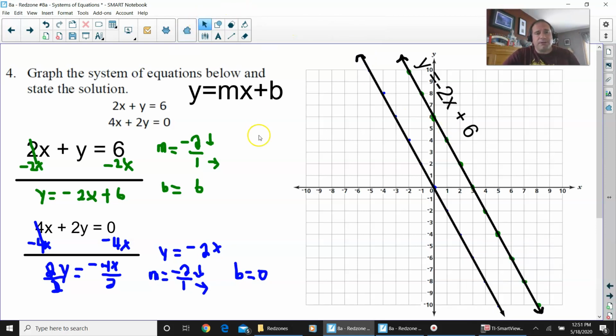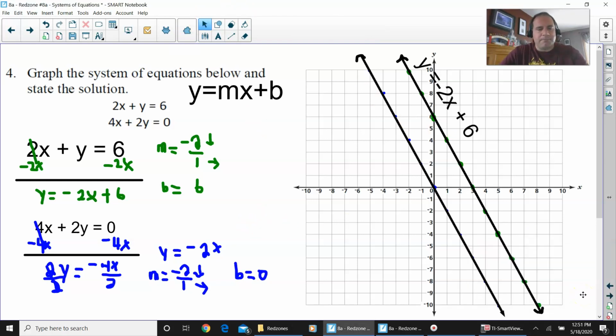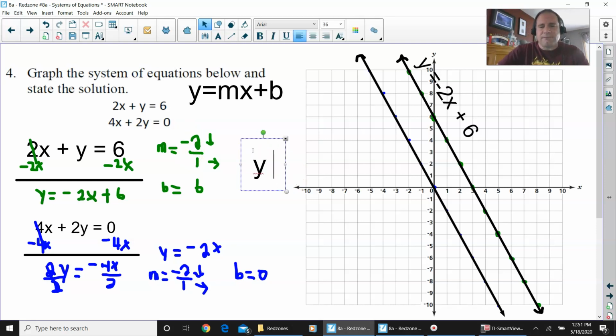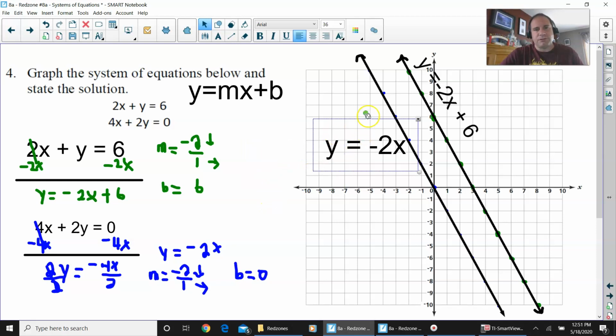They were parallel because it has a -2 as the slope, and this -2 right here, the slope of the first equation, is the same. So the slopes are the same. When the slopes are the same, then you have parallel lines and you have no solution.